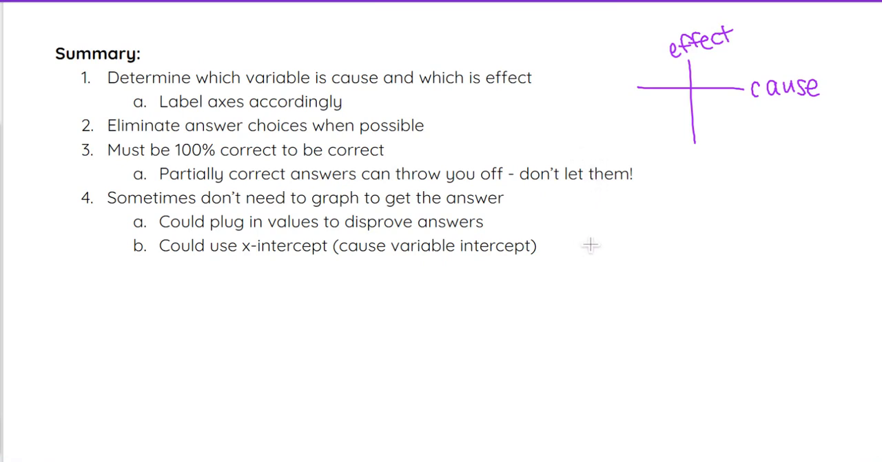Eliminate answer choices when possible. So if something's not 100% correct, or if you disprove a choice, then eliminate it. Again, it has to be 100% correct to be 100% correct. It can't be partially correct. Sometimes they put partially correct ones on there to throw you off. Don't let that throw you off. And then sometimes we don't need a graph to get the answer. You could plug in values to disprove answers, or you could use the x-intercept or the cause variable intercept, the horizontal axis intercept, to find that turning point. And that can help you in those problems.